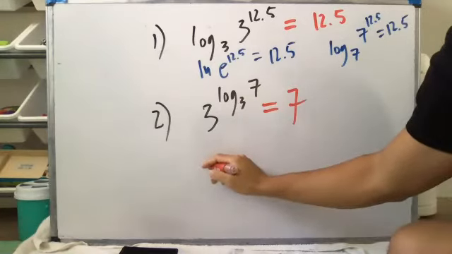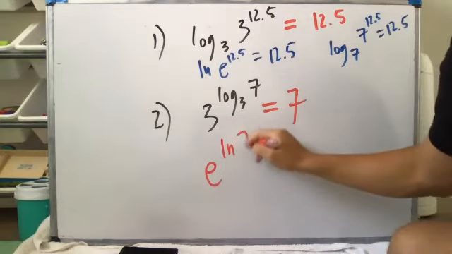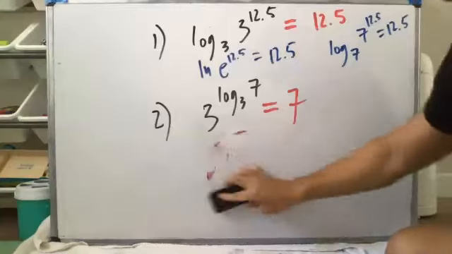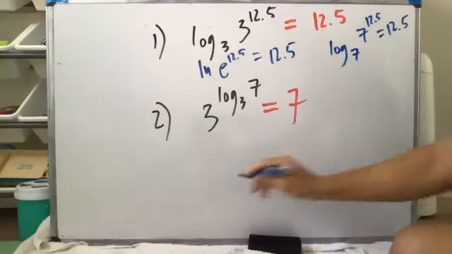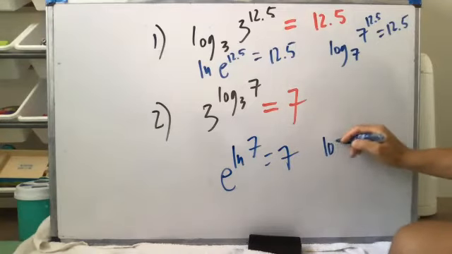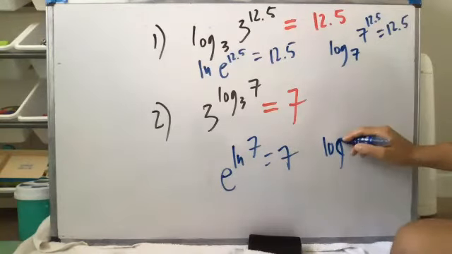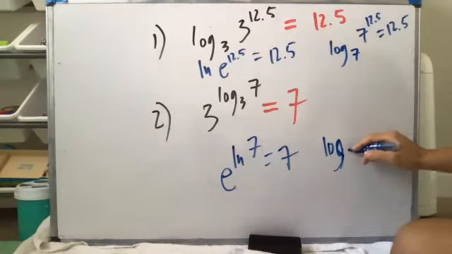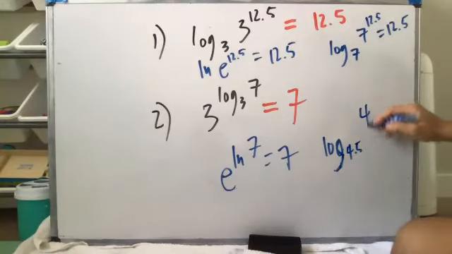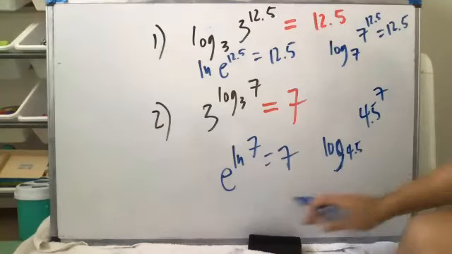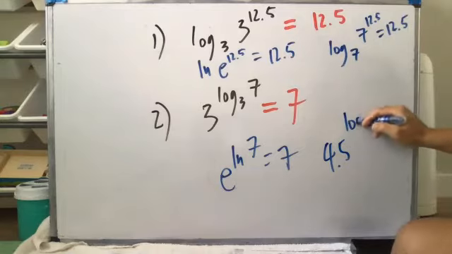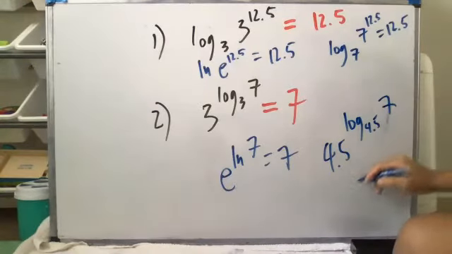And that works for any base, same like before. e to the ln of 7 is equal to 7. I'm doing the wrong color here, I should do blue to be consistent. So e to the ln of 7 is equal to 7. Let's do something else. Oh, I'm sorry, I did it backwards. 4.5 raised to the log base 4.5 of 7 is equal to 7.